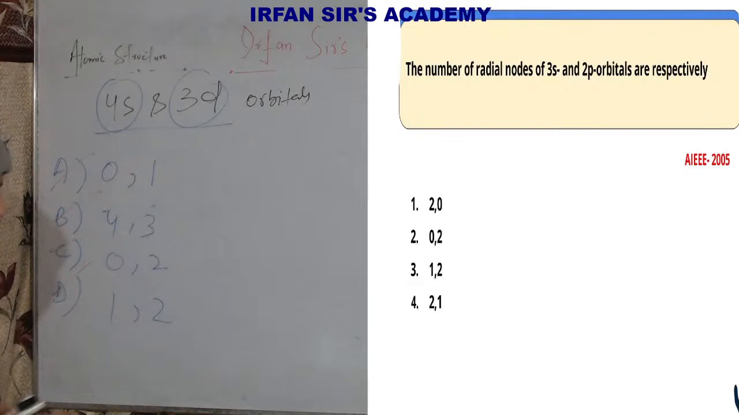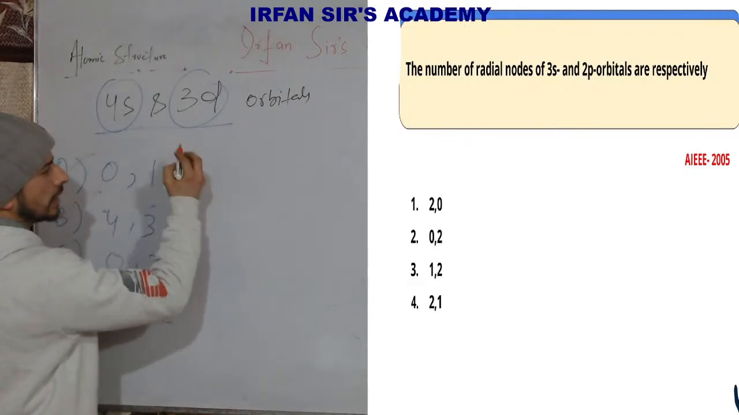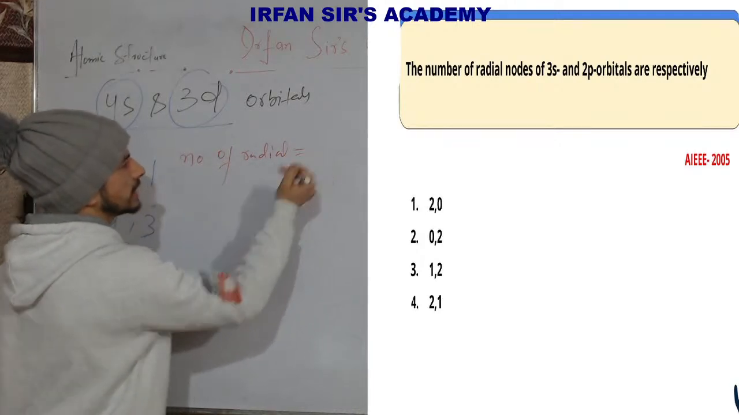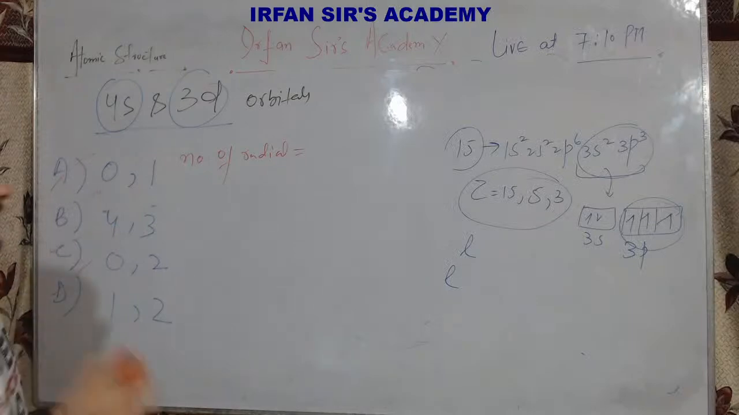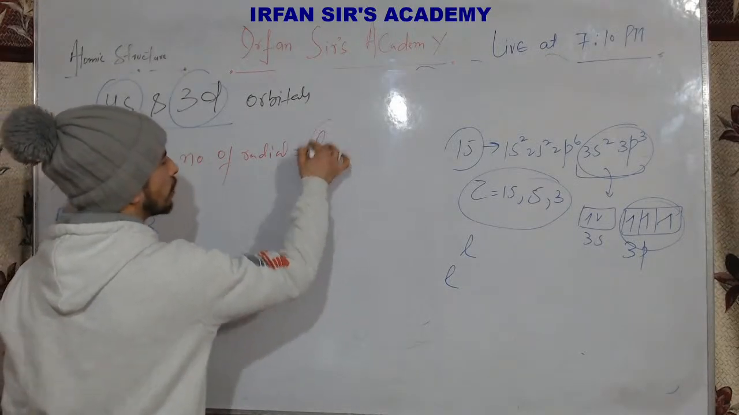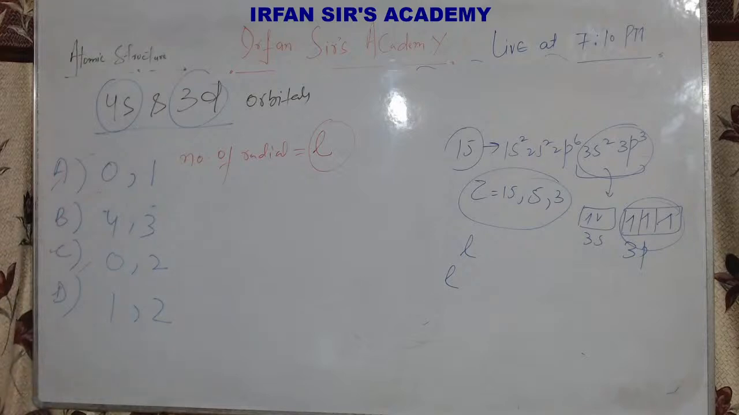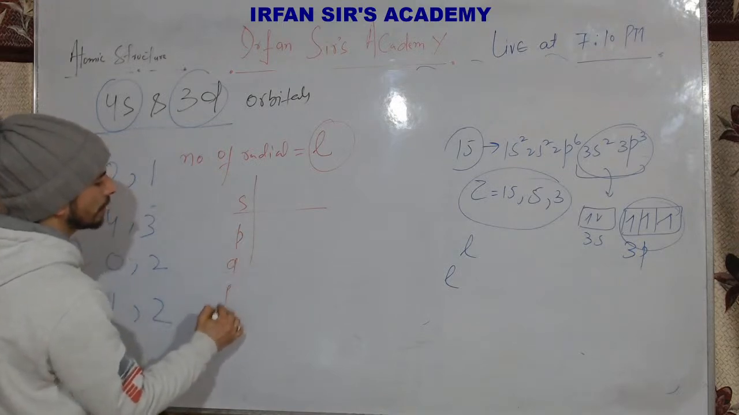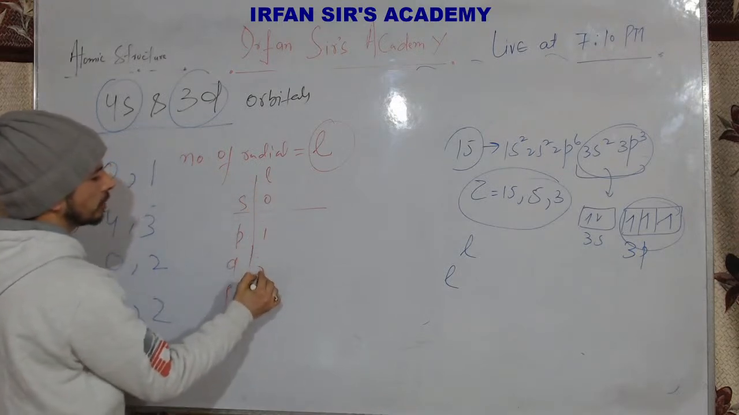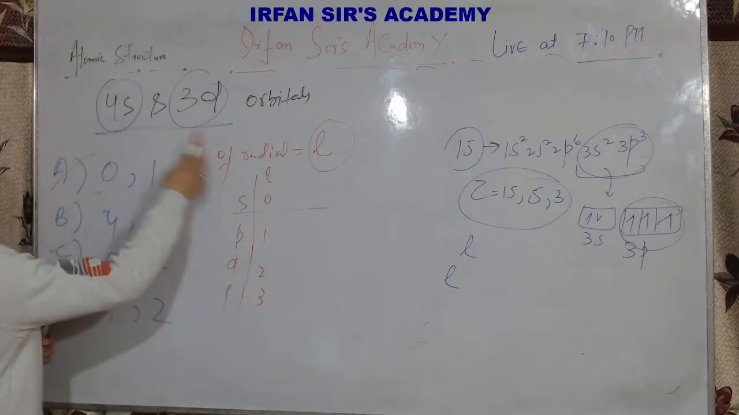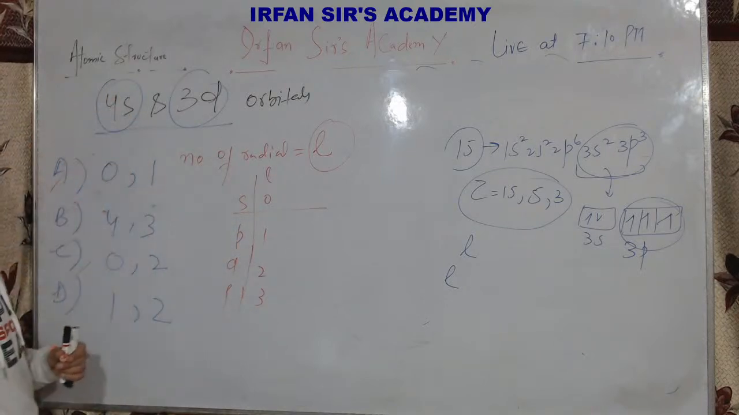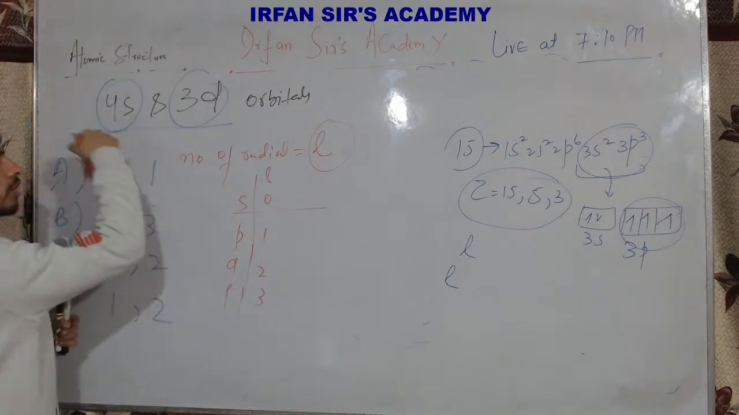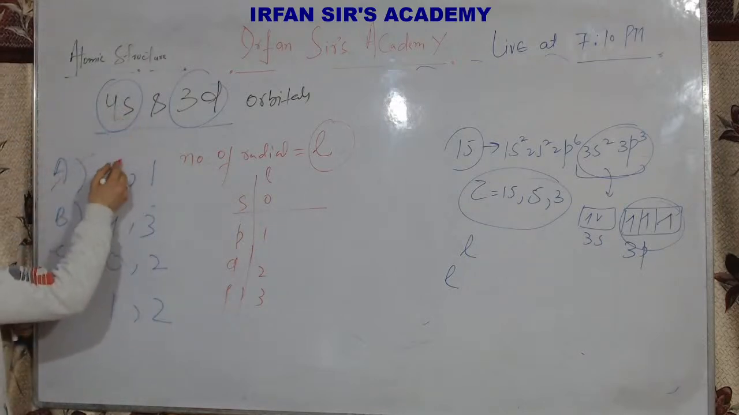Okay, no one is commenting. There are two types of nodes. The number of radial nodes is equal to the value of L. We know that for s, p, d and f, the value of L is 0, 1, 2 and 3. What is the number of radial nodes in 4s? We don't have to bother about the value of N, only the value of L. The value of L for s is 0, so the number of radial nodes is 0.